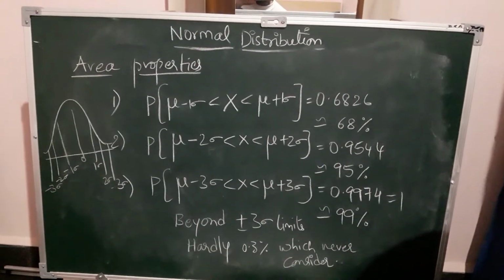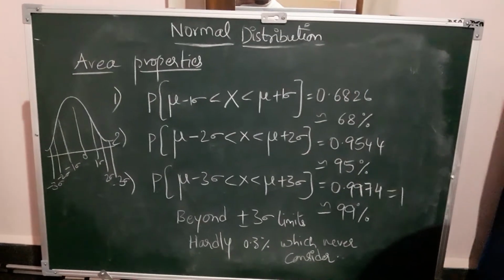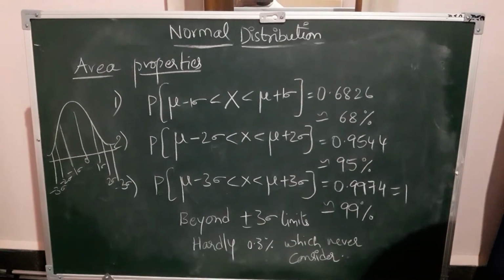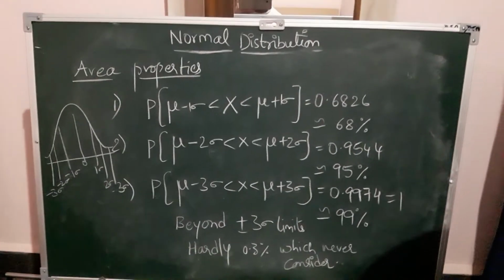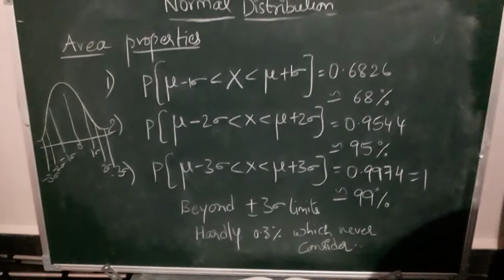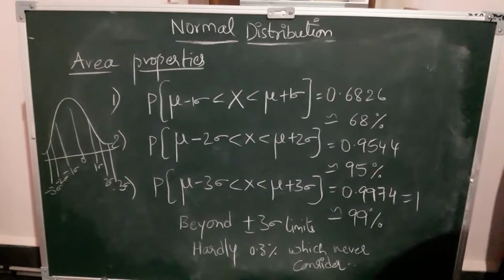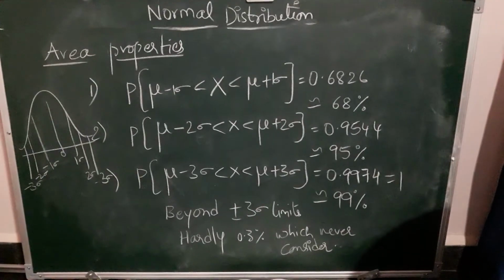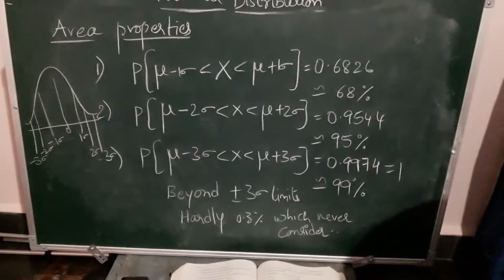Next, property number 6. The curve is asymptotic to the x-axis. What does it mean? The curve comes very near to the x-axis, but it never touches it. That is the meaning of asymptotic. Next, property number 7. The curve has points of inflection at mu minus sigma and mu plus sigma. Inflection points are where the curvature changes. The curve I have shown you, just look at the previous video.